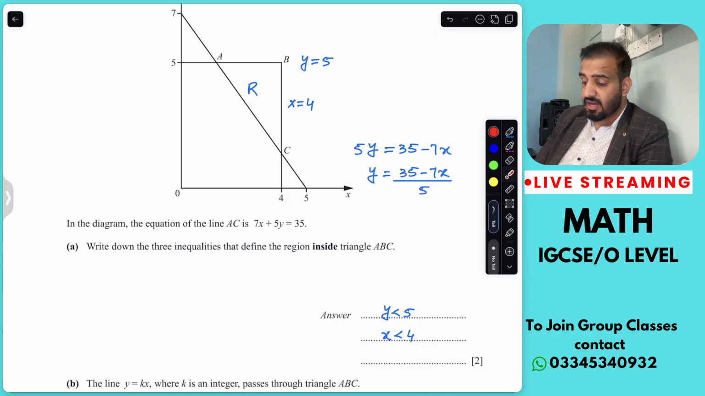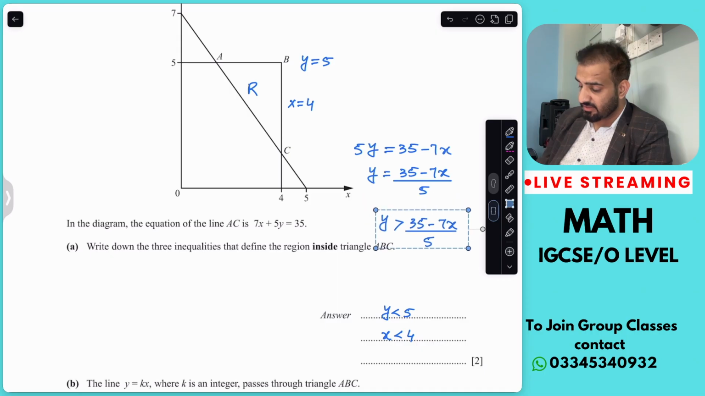So the region R is above that line. The region R is above this line, okay? Above the line. So how will you write the inequality? y greater than or less than? y greater than (35 minus 7x) over 5. That's it. So simply copy this inequality here, okay?